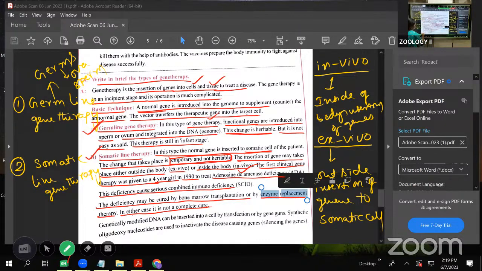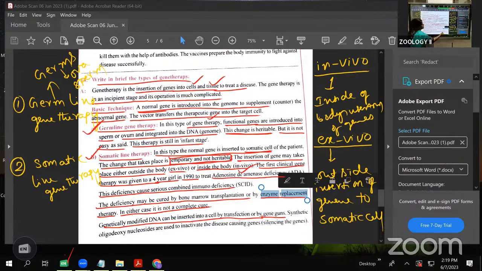Next, genetically, observe here. Genetically modified DNA can be inserted into the cell by transfection or by gene guns. Clear? How are we inserting the genetically modified DNA, or DNA means genes, into the cells? By transfection or by gene guns. They use these in the laboratories.